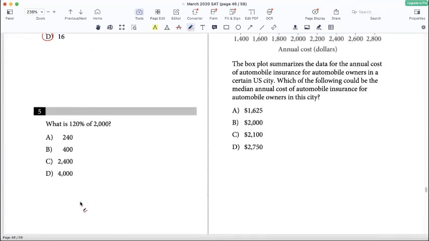Number 5, what is 120% of 2000? So 120% of 2000, the zeros cancel. So that's 2400.